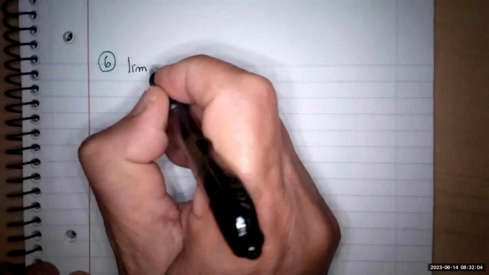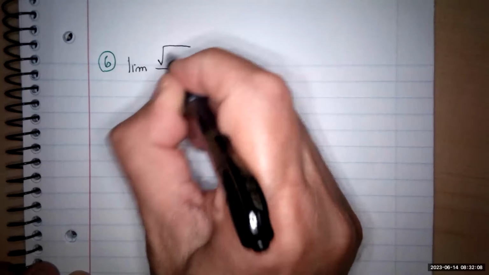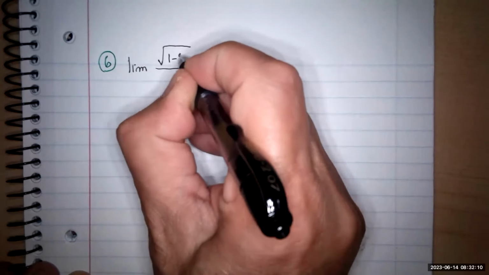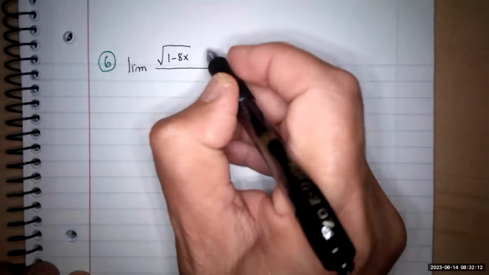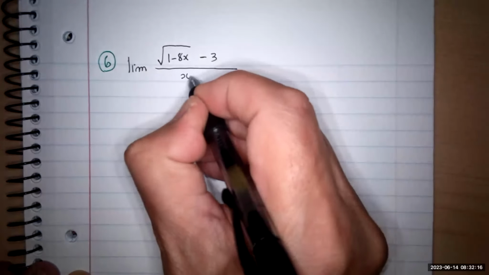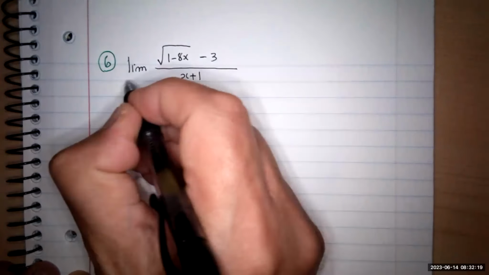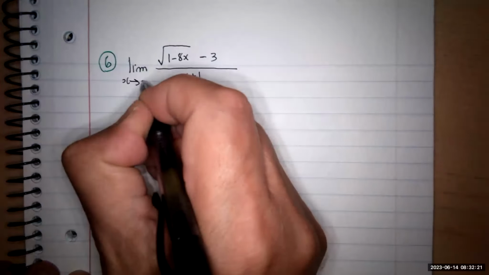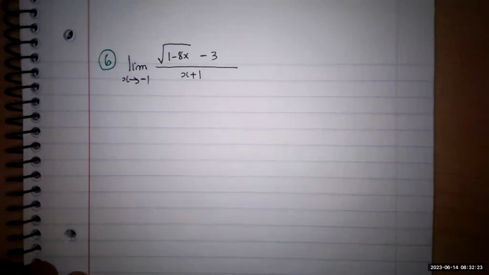You want to find these limits. Look at this. You want to find the limit of, I bring more algebra involved, 1 minus 8x inside the radical, minus 3, and down at the bottom, I have x plus 1, where x goes to negative 1. Okay, so you want to find these limits.